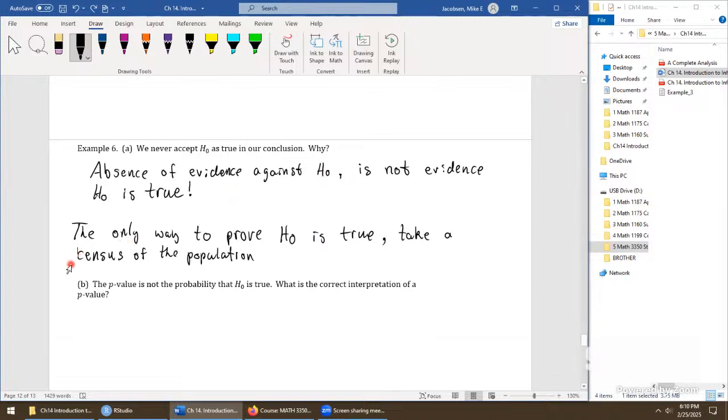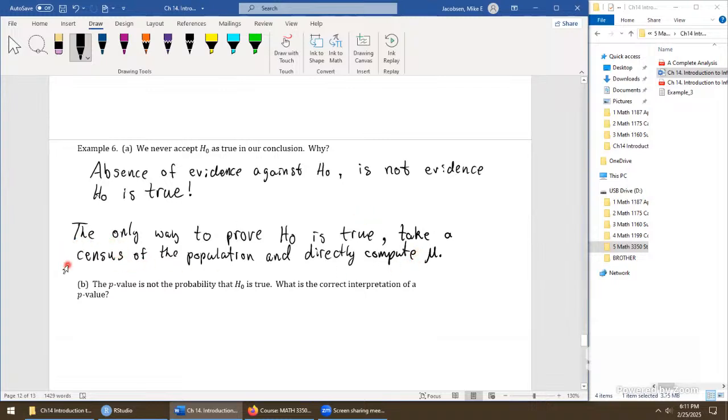So the only way to prove this, take a census from the population and directly compute mu. If it's exactly the value in the statement of the null hypothesis, probably really unlikely. But if that happened, then yeah, we have proven H naught is true. Notice how terrible that is, and in a lot of cases impossible.